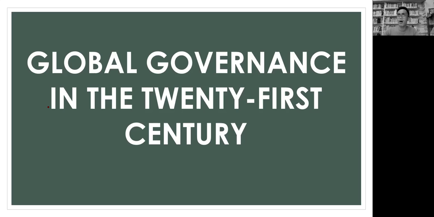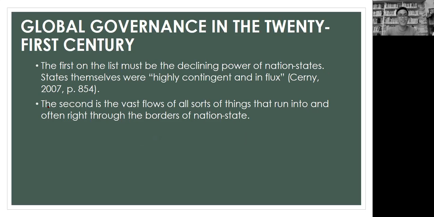In this topic, there is a series of specific factors behind the emergence of global governance. The first in the list must be the declining power of nation states. States themselves were highly contingent and in flux, according to Cerny, 2007, page 854. According to Cerny, it would open the possibility of the emergence of some form of global governance to fill the void.